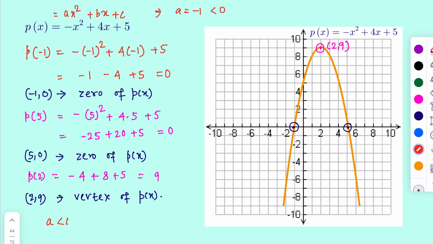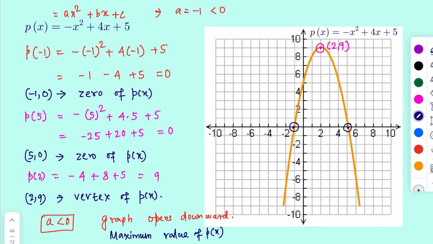If a is less than 0, the graph of the parabola opens downwards, and here we will have maximum value of p of x, and there will be no minimum value, because the minimum value may be minus infinity.